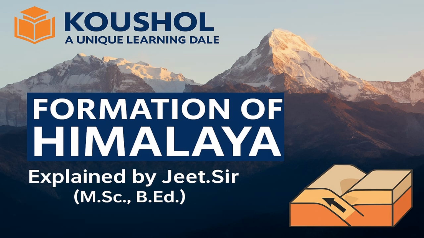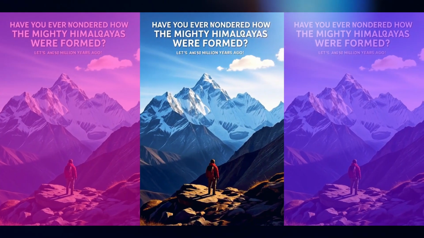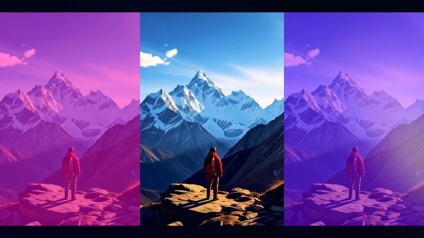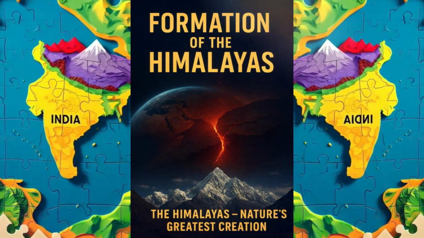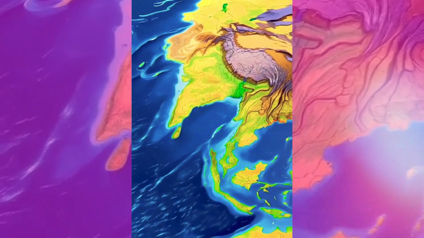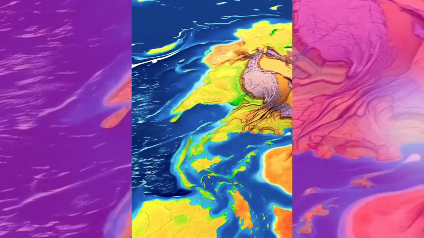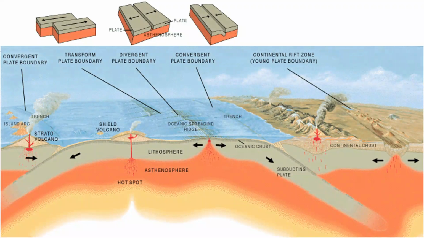Today I am going to talk about one of the most important topics and wonders of our planet, that is the formation of the Himalayas. As we know, the Himalaya is the youngest and the highest mountain range in the world, and they are one of the most powerful examples of how our earth is constantly changing. To understand the changing behavior of the earth, we have to know the plate tectonic theory.